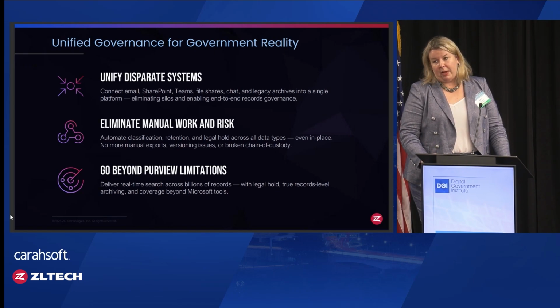You want to eliminate manual work as much as possible. We've heard a lot about auto-categorization. We want to be able to use the AI to actually start putting things in consistent buckets. All of this is going to matter for a reason I'll talk about in a minute.